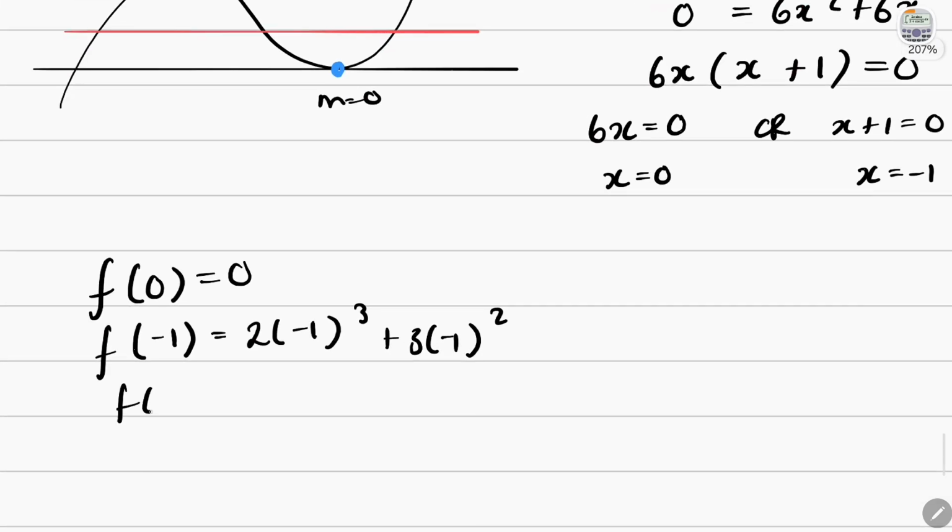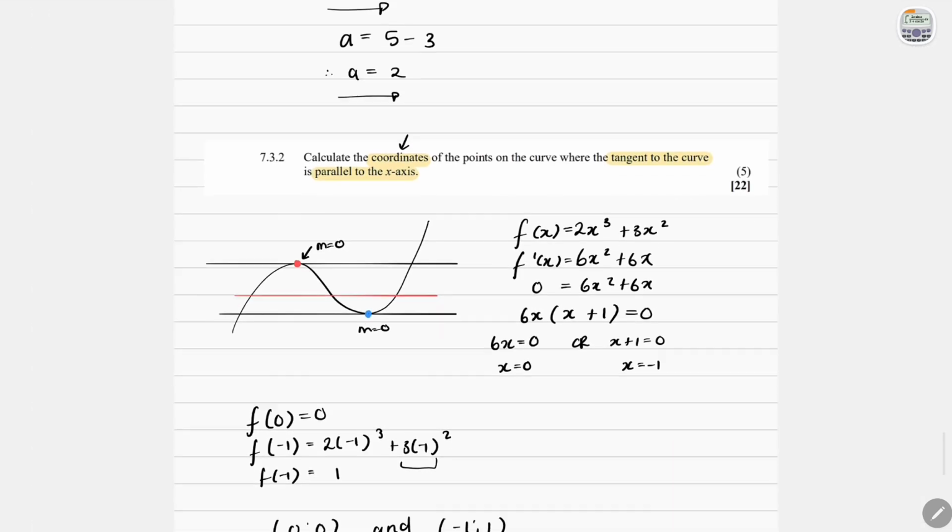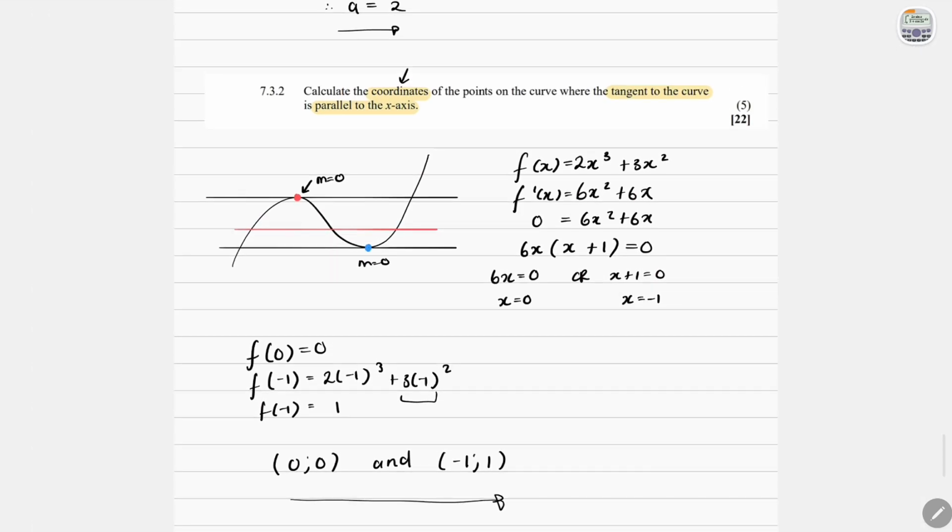If you square a negative value, it becomes positive, so that's just going to stay 3. But this one is going to stay negative because it's cubed. So 2 times negative 1 is negative 2. And so 3 minus 2 is 1. So those points are (0, 0) and the second point is (negative 1, 1). And that is our answer. And that is it for question 7.